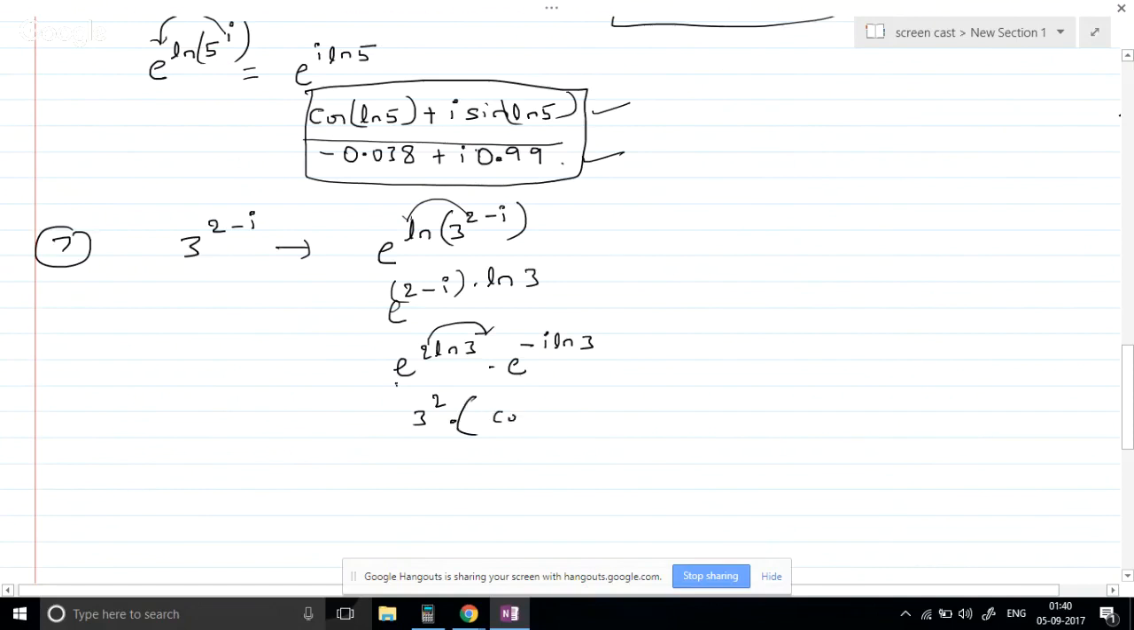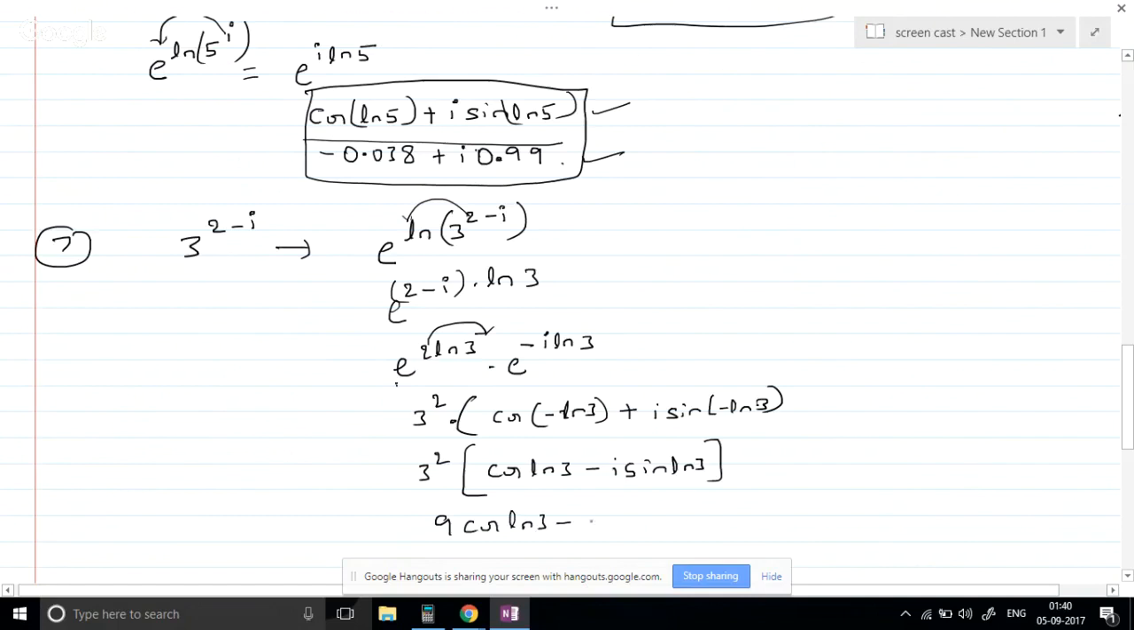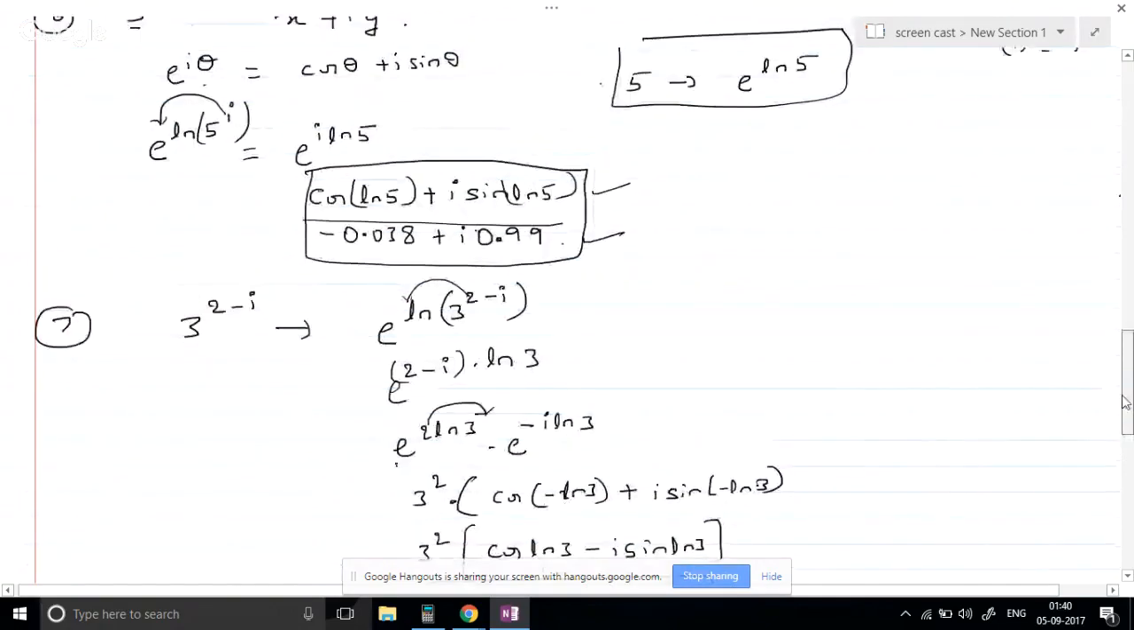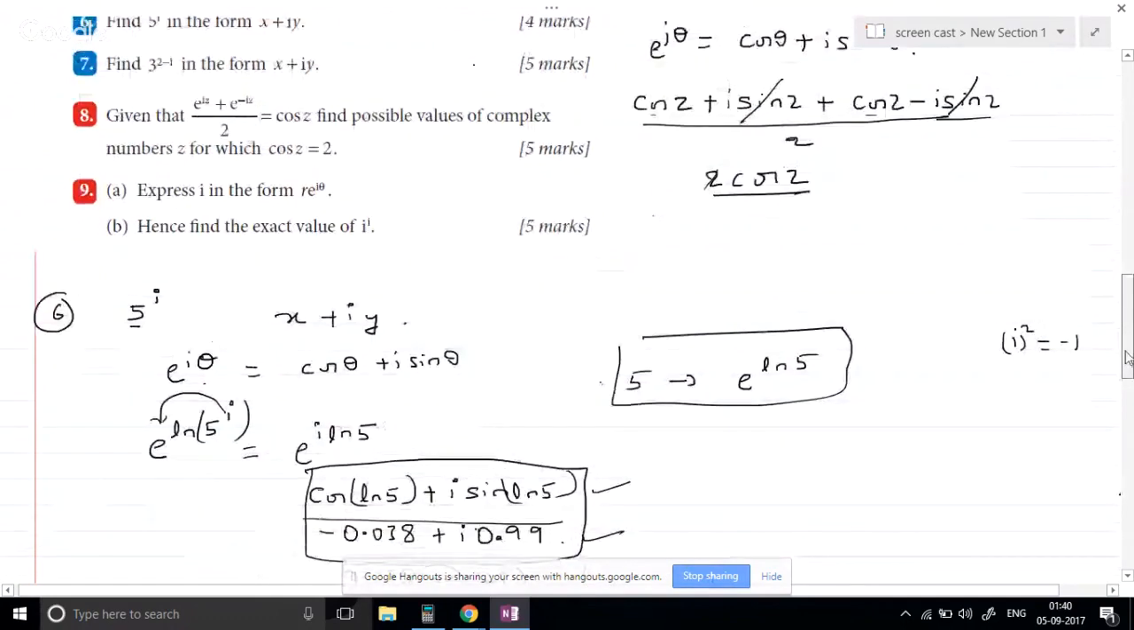So cos of minus ln 3 plus i sin minus ln 3. Earlier I had told you something: 3 square cos of ln 3, because cos of negative is positive, so cos ln 3 minus i sin ln 3. So this is nothing but 9. 9 cos ln 3 minus 9 into i sin ln 3. This is your answer. Now let's move on to the eighth question, or we'll stop it here.